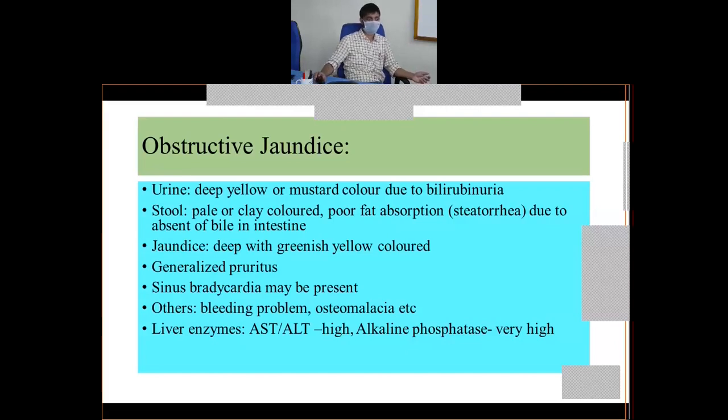There will be generalized pruritus because of deposition of bile salts. The patient will have sinus bradycardia. Other problems may be bleeding problems and osteomalacia. Then liver enzymes will be slightly high, like AST and ALT, and alkaline phosphatase will be very high because of obstruction.